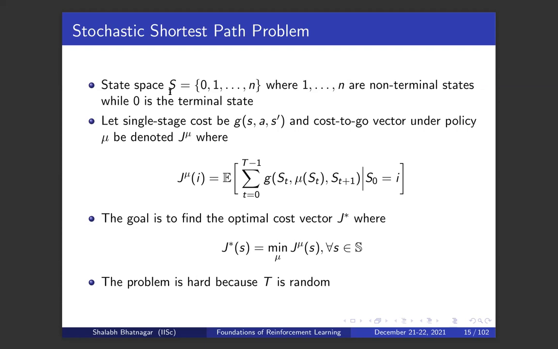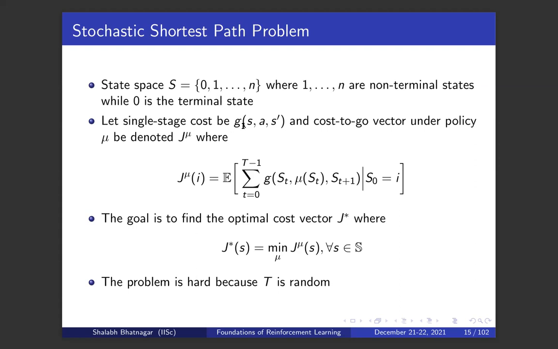So let's assume that the state space, the set of states, is the set 0, 1, up to n, where 1 to n are non-terminal states. If you are in any one of these states 1 to n, then the process evolution continues, while 0 is what we call a terminal state. If the process hits state 0 at some time, then the process evolution stops therein.